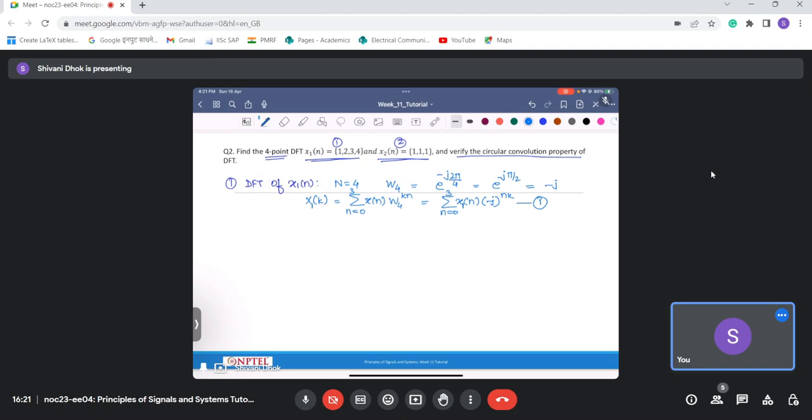This is a concise way of writing the DFT, but we'll find the value for all four values, that is X1[0] till X1[3]. Let's start with X1[0]. Here k is equal to 0, so minus j to the power 0 reduces to 1. So X1[0] is simply the addition of all four values: 1 plus 2 plus 3 plus 4, which is equal to 10.